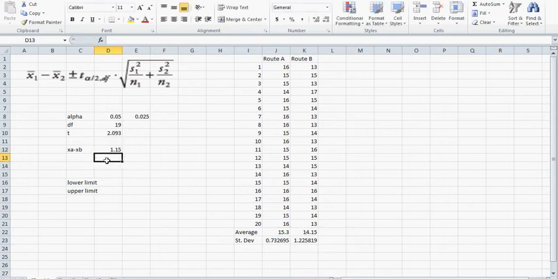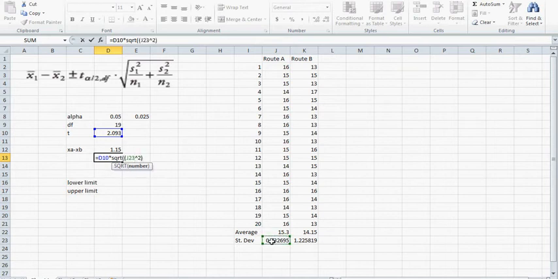And then we're going to calculate this whole thing on the right, okay? And to do that, we multiply t by the square root of the standard deviation of root A squared over the number of samples, which is 20. So we take this and divide by 20, and then we do the exact same thing for root B. So square the standard deviation, 1.22, and divide by 20 because we have 20 samples again.